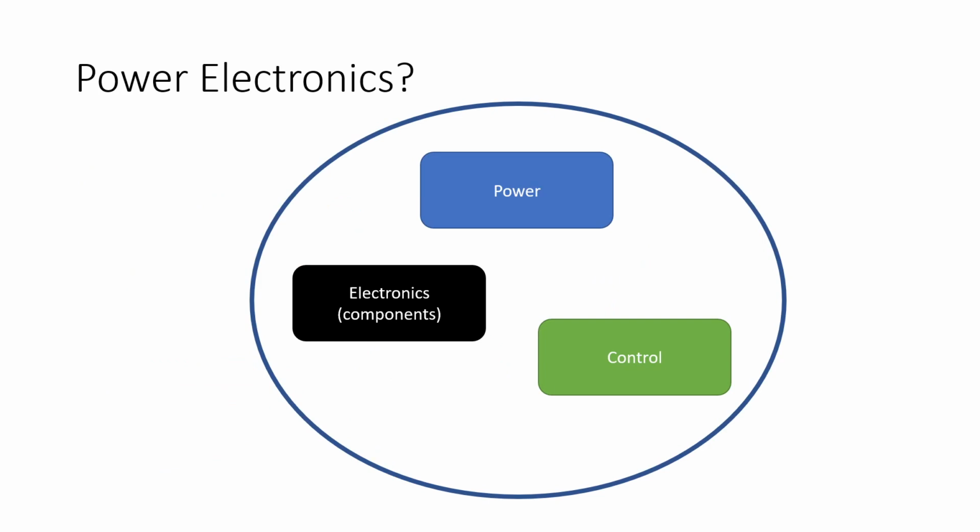So what is power electronics in engineering terms? Actually, it's a combination of the study of power transmission or conversion, and you need electronics in order to do the conversion, and also you need control. Why control? Because you need a particular output. Certain output has to be at this level of voltage, at this level of frequency, for example. So you need control.